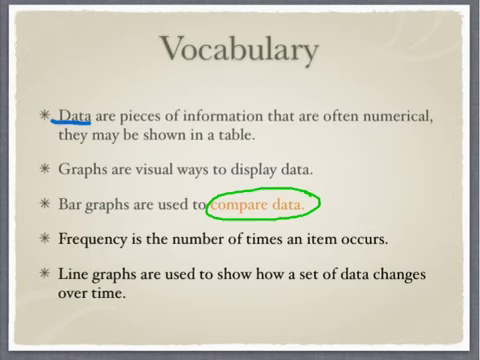The other type of graph we're learning about today is a line graph. Line graphs are used to show how a set of data changes over time. Very important to understand: bar graphs are used to compare data, whereas line graphs are used to show how data changes over time.